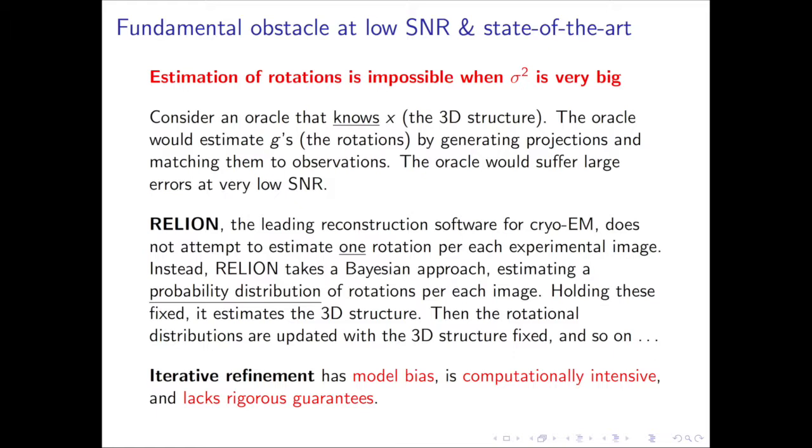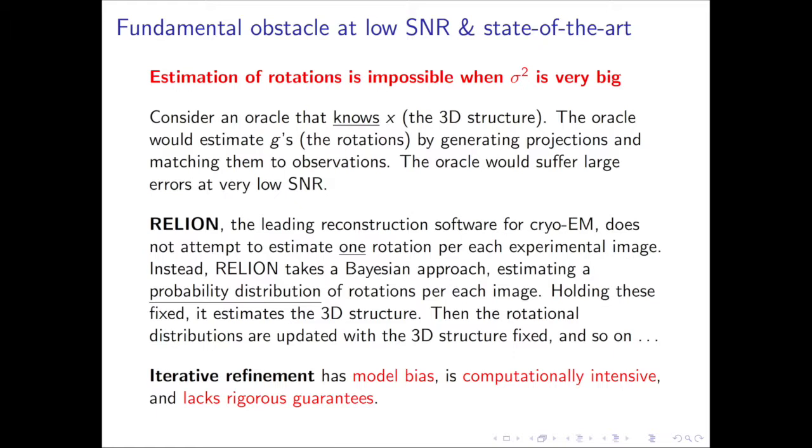What the state of the art, the leading software for cryo-EM, relies on, RELION, takes a Bayesian approach. RELION does not try to estimate one rotation per image. It rather makes soft assignments for every image. So it holds a probability distribution over SO(3) for every image, indicating its confidence that that rotation is the actual rotation for that image. So 100,000 images, it has 100,000 soft assignments, 100,000 distributions over SO(3).